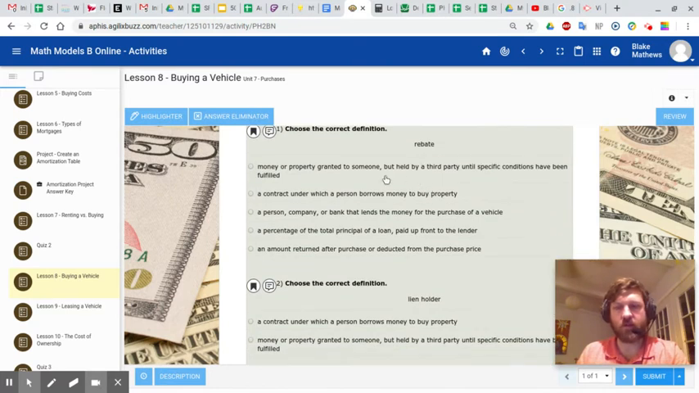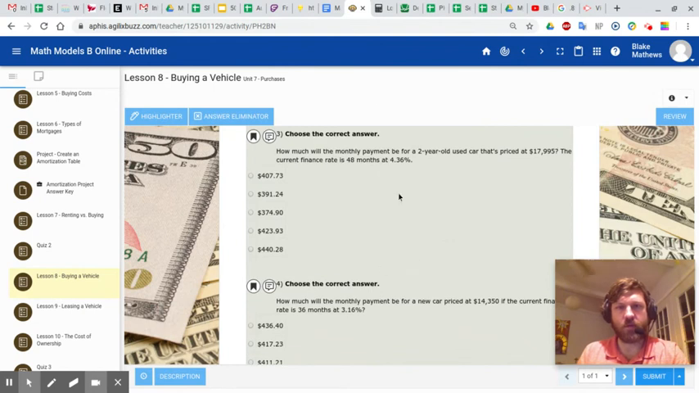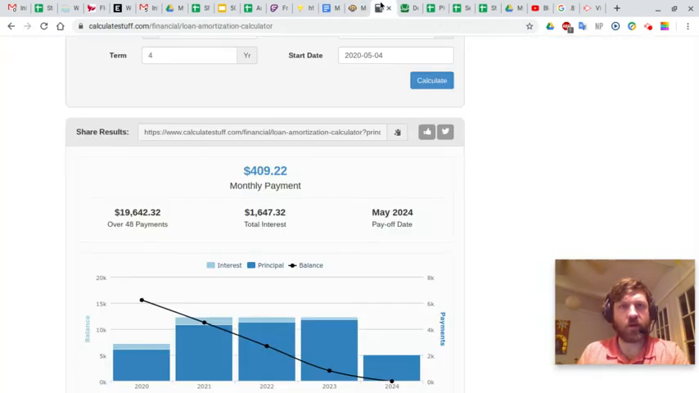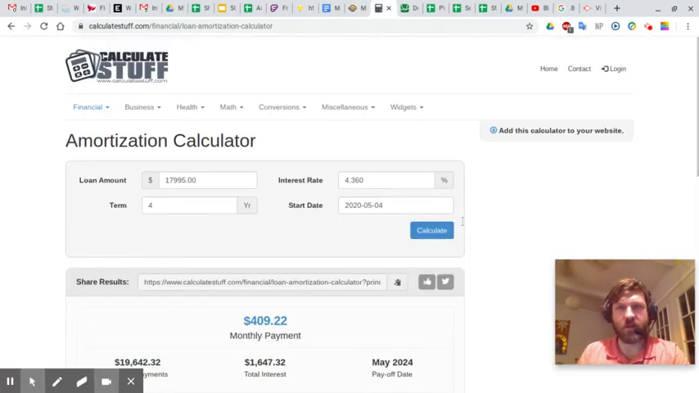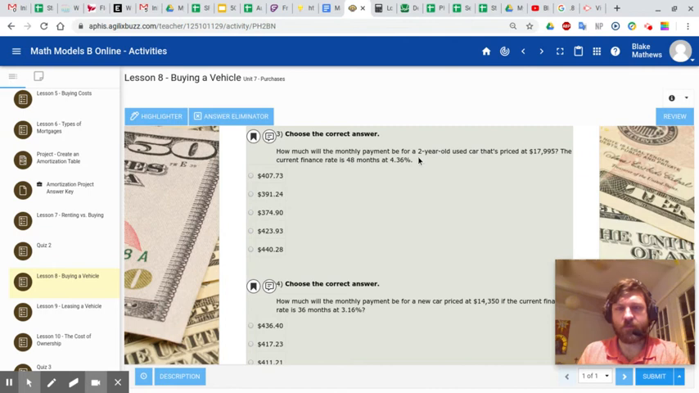Number 1 and 2 are vocab. Starting at number 3, you're going to use this calculator. I'll put a link to the video in the video description. It's another of a similar type of calculator. So in the problems, it's going to give us how much the thing costs.